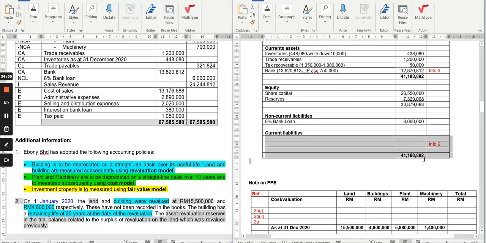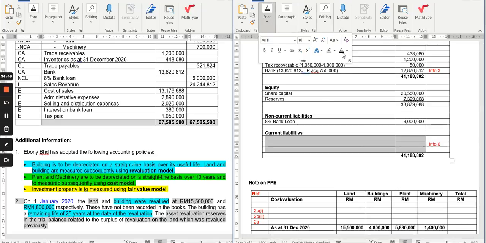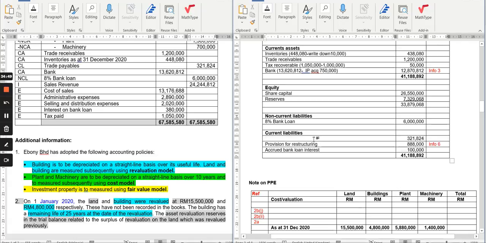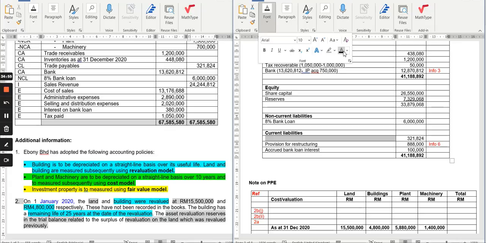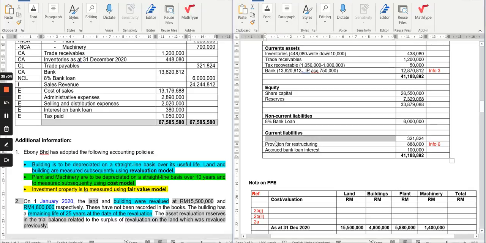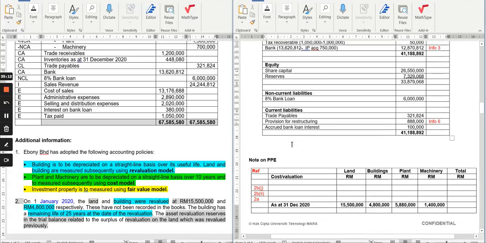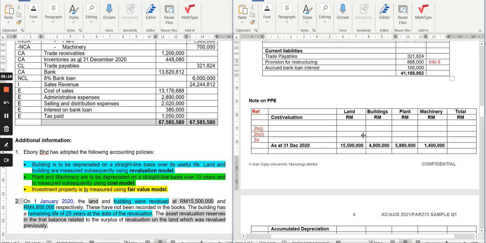And then the current liabilities should be what you have just now. We have the interest, remember, and the provision for restructuring, yes, and this one is 321824. This is your trade payable, so I have not written that, so I will write it right now. Include the trade payable. There are no changes to the trade payable, right, you have the things being settled there.